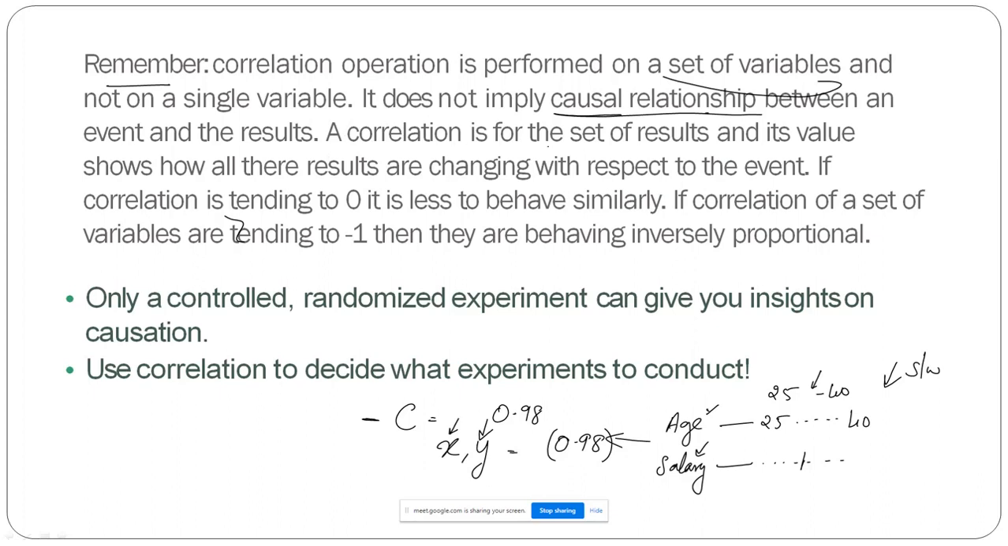So a correlation is for the set of results, and its value shows how all the results are changing with respect to the event. If correlation is tending to zero, they are less likely to behave similarly. If the correlation of a set of values is tending to minus one, then they are behaving inversely proportionally. Both getting towards one and getting away from one are valuable, because both are good information. If one thing moves with another thing, it's good. If one thing moves in proportion but in the other direction, that also is good information.